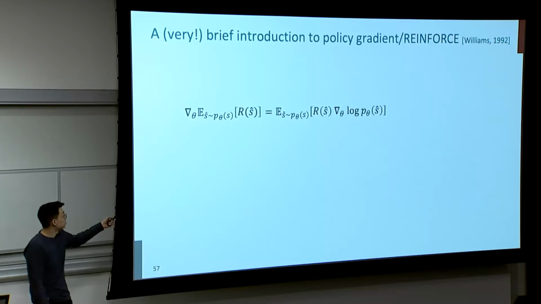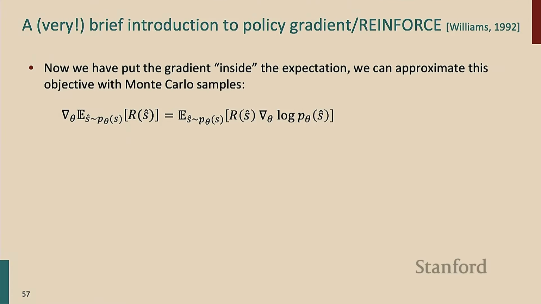Okay, so we've converted this into this, and we put the gradient inside the expectation, which means we can now approximate this objective with Monte Carlo samples. The way to approximate any expectation is to take a bunch of samples and then average them. So approximately this is equal to sampling a finite number of samples from our model, and then taking the average of the reward times the gradient of the log probability of that sample. And that gives us this update rule, plugging it back in for that gradient ascent step that we wanted.